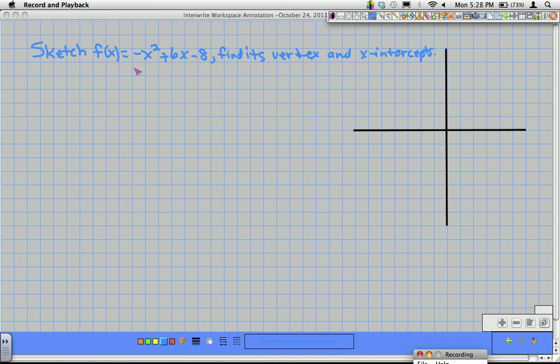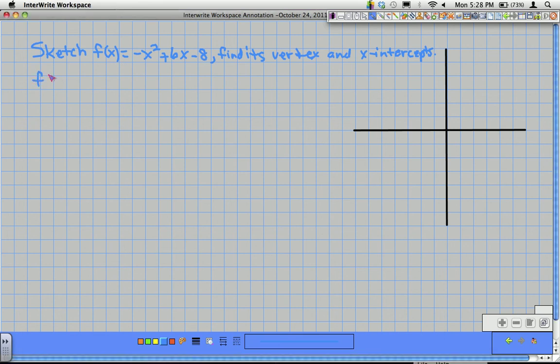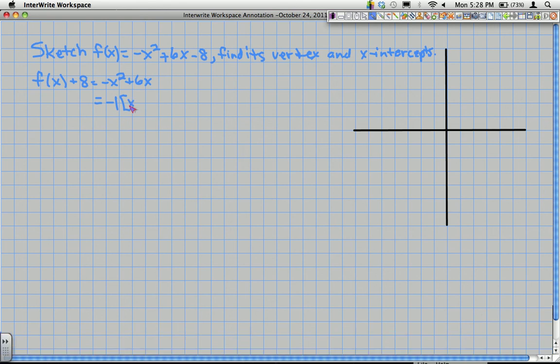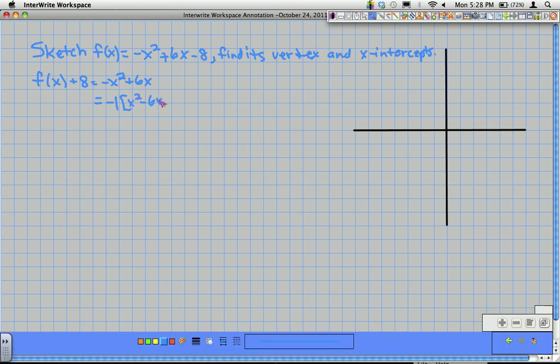So let's start out by moving that 8 over to the left side again. Like always, our constants get separated. So we'll go plus 8 this time. Leaves us with this. Now on the right side this time, the only thing to pull out is a lead coefficient of -1. So that leaves us with x squared minus 6x plus something squared.